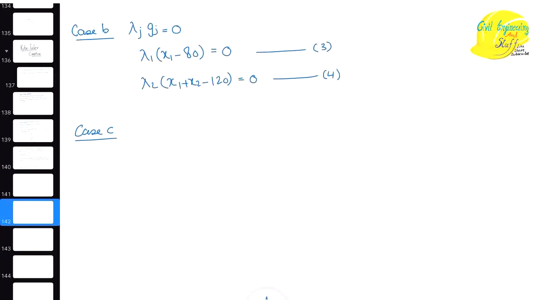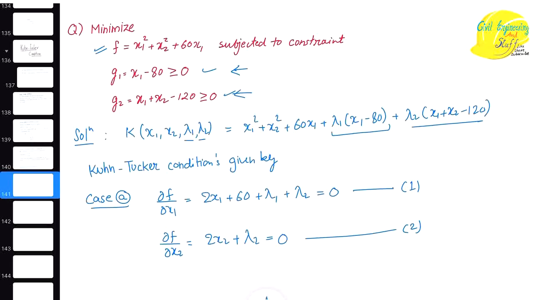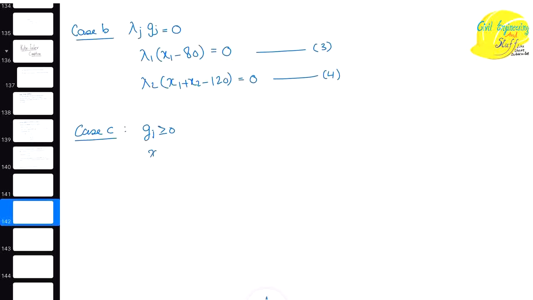So case C, gj, our constraints are of greater or equal to nature, so we'll write x1 minus 80 greater or equal to 0, and x1 plus x2 minus 120 greater or equal to 0. Okay, so this is equation number 5, this is equation number 6, right?